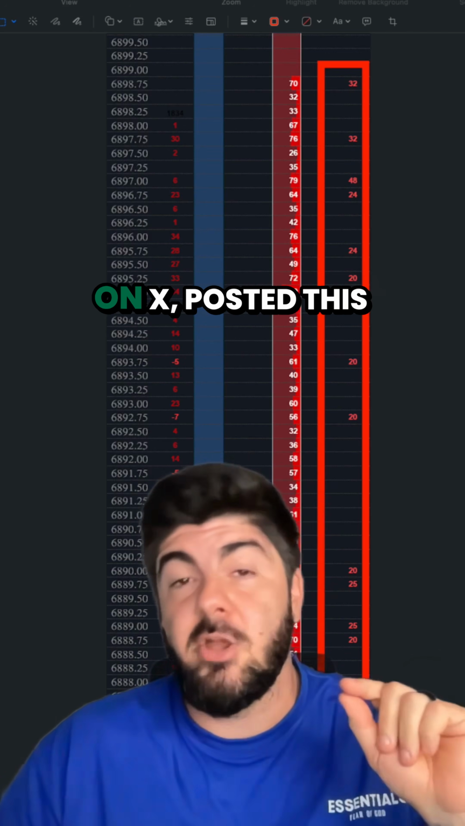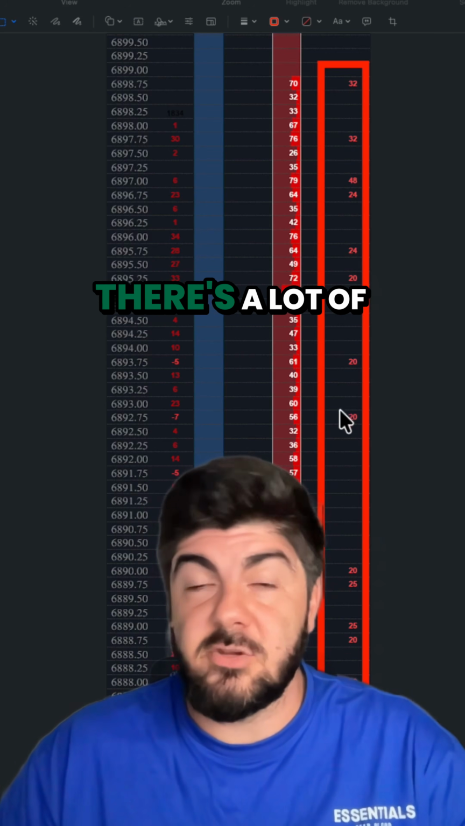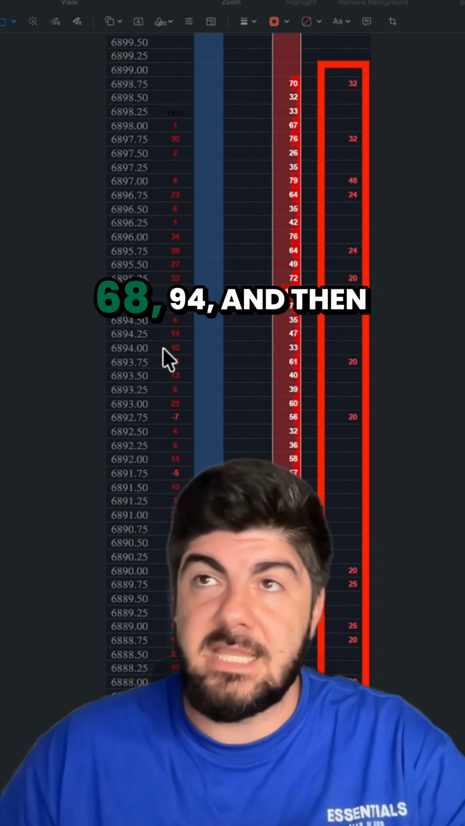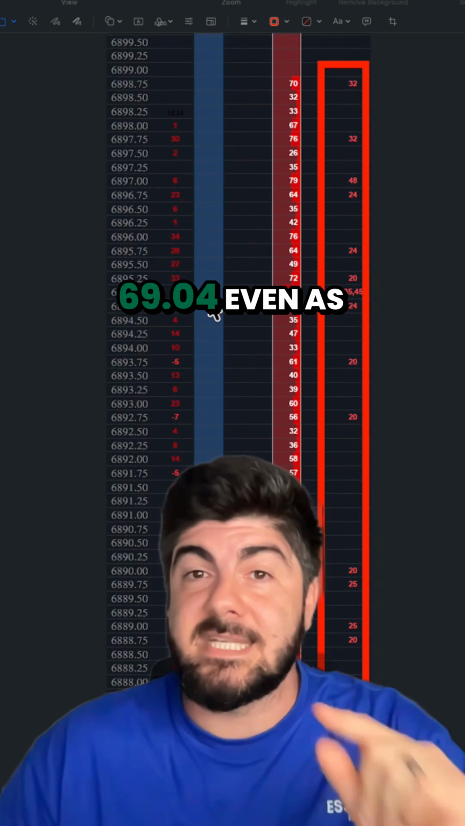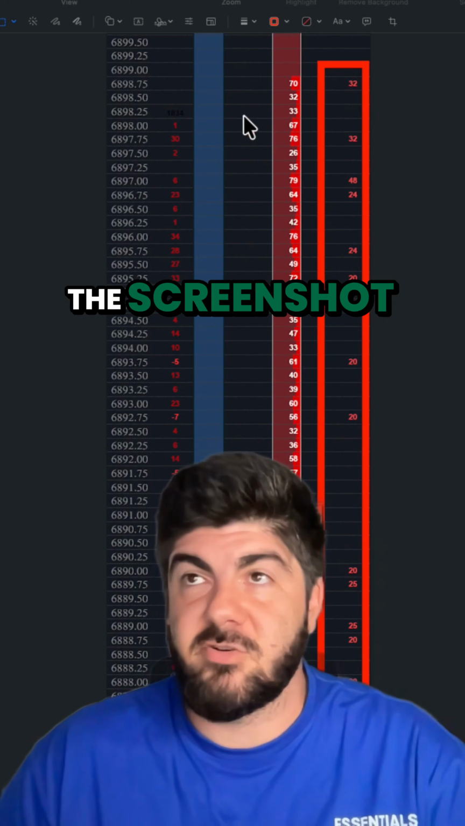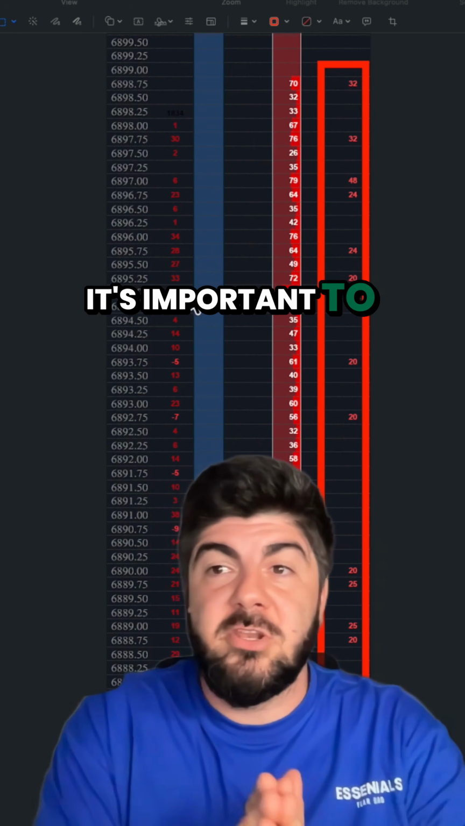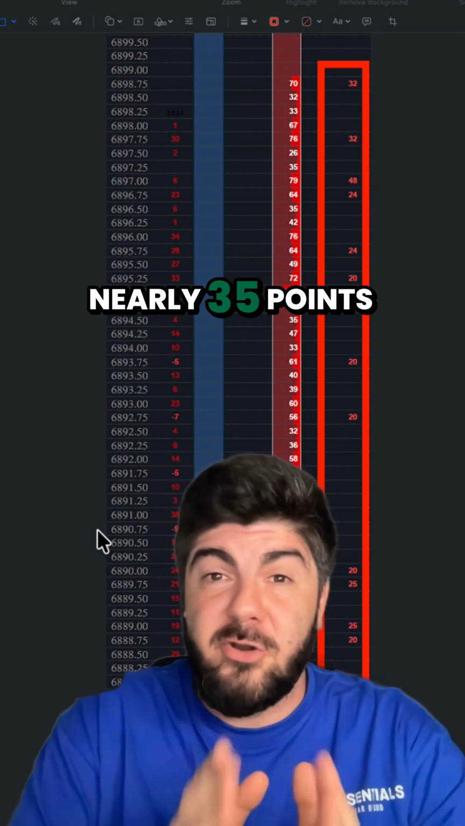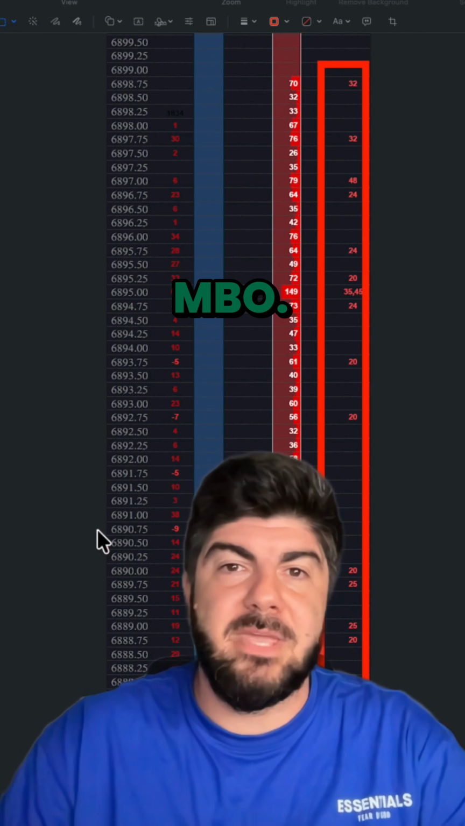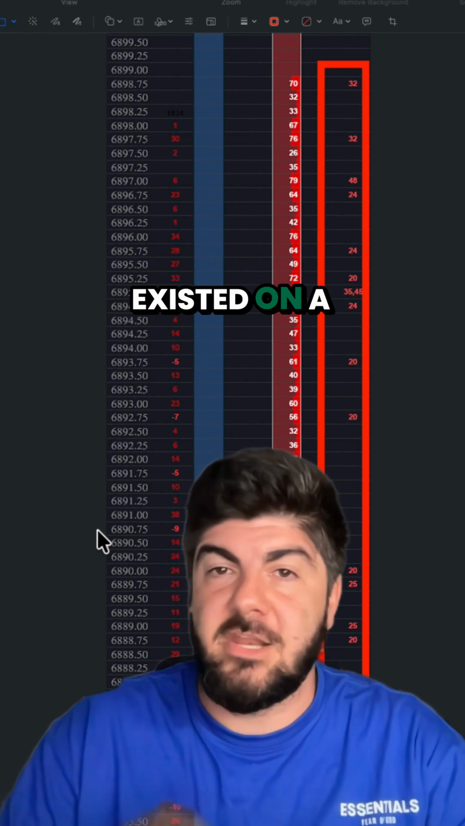On this day, and on X, I posted this as well. I said there's a lot of liquidity to the upside around 68.94, and then I saw one at 69.04 even as well, that had disappeared by the time I took the screenshot because price went down. It's important to note the market was trading nearly 35 points lower at this point, and this was a level that we identified on MBO that you would have no idea existed on a regular chart.